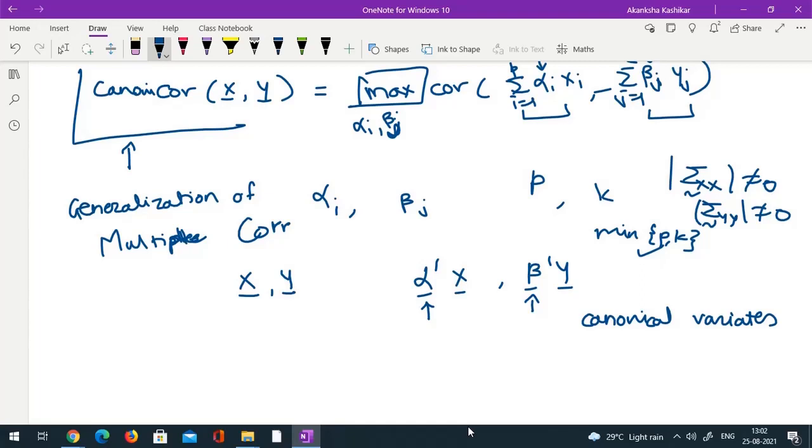Yes, ma'am. So today I will stop here. Do go and read multiple correlation again in detail, and we will start with the actual derivation of canonical correlation in the next lecture.